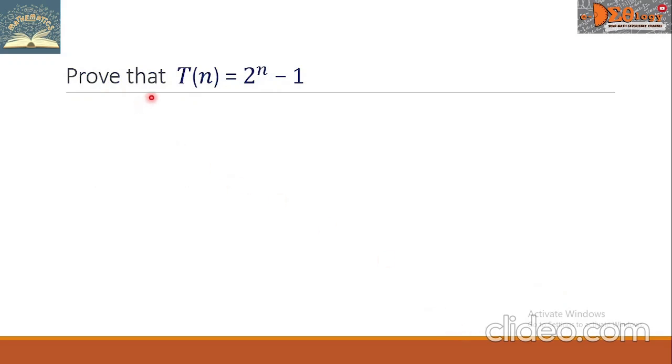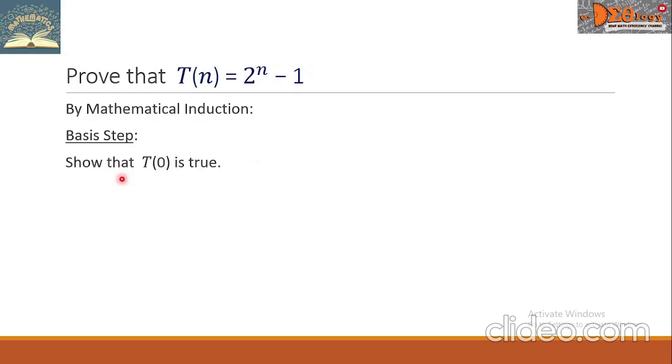Now let us prove that T of n equals 2 raised to n minus 1. By mathematical induction, the basis step is to show that T of 0 is true. Using the formula, T of 0 equals 2 raised to 0 minus 1. 2 raised to 0 is 1, then minus 1 is 0.